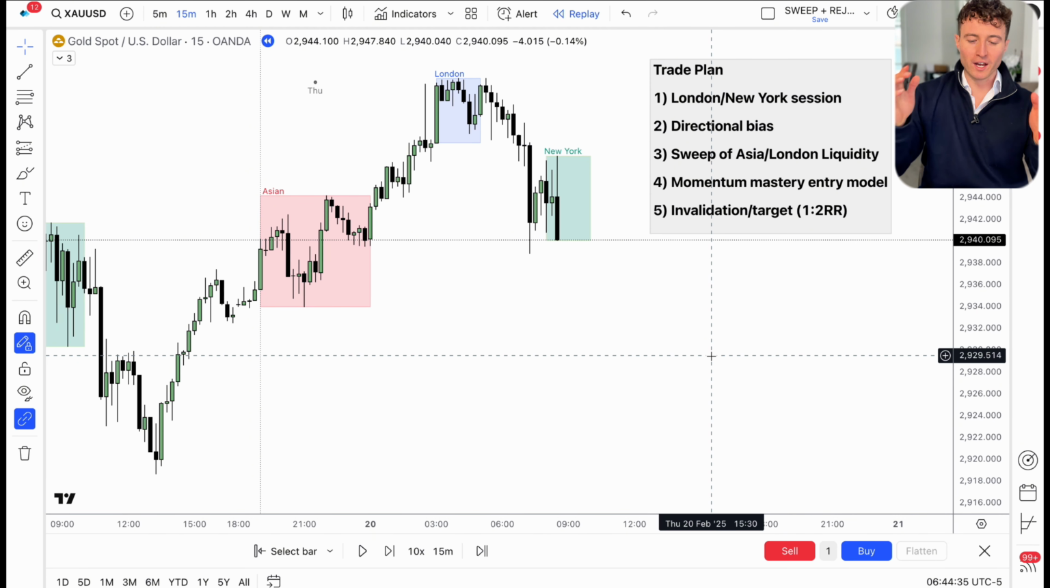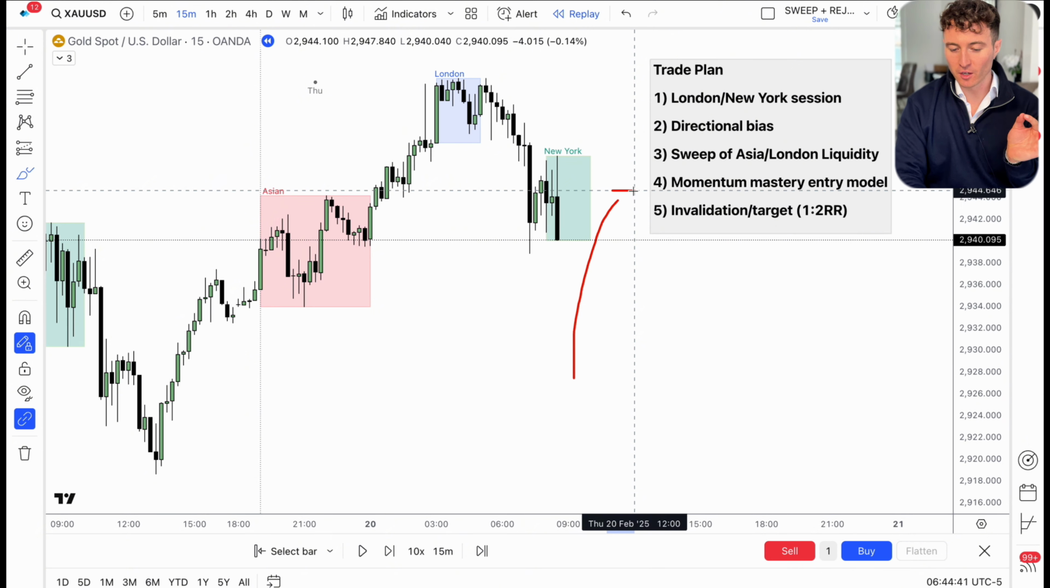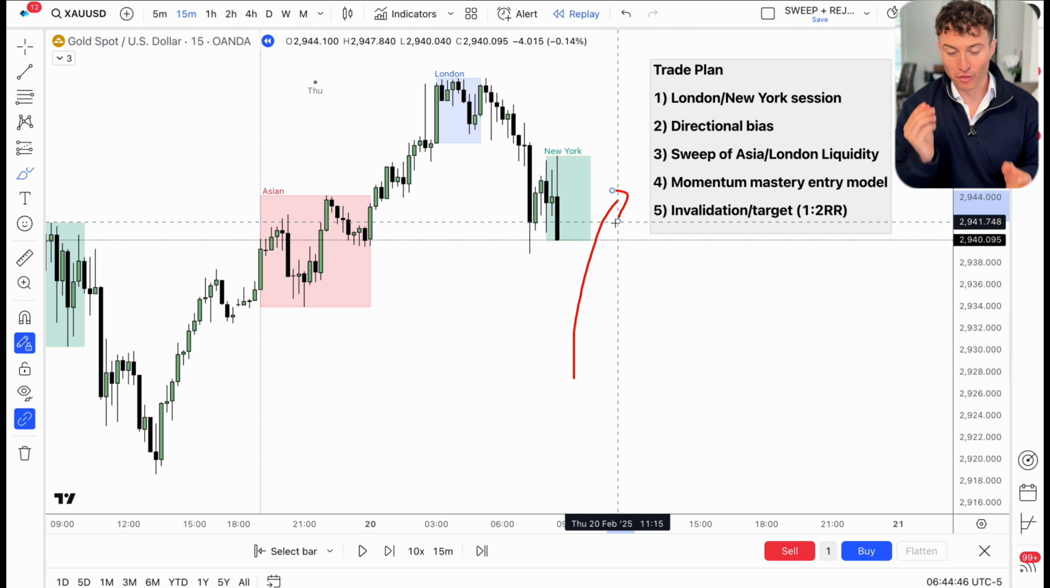So let me break this trade down step by step. In the top right of your screen right here, you can see my trade plan. And this is the plan that I follow every single day when I turn up to the markets. And this is the plan that has allowed me to pass many funding challenges and also allowed me to become consistently profitable within the markets.